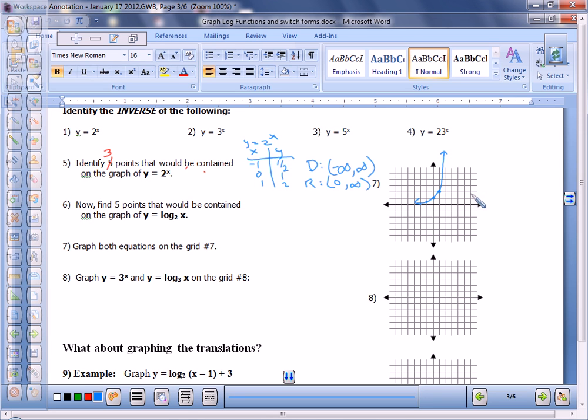All right. So now let's look at 3 points that would be contained on the graph of this. Well, we started out with this one, and log base 2 of x is just the inverse of this. So what can we do with all of these? Just switch them. So we've got 1/2, 1, 2, and -1, 0, 1. So when we graph that, we go over a half, down 1, 1, 0, and 2, 1.